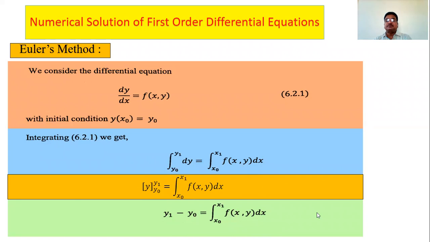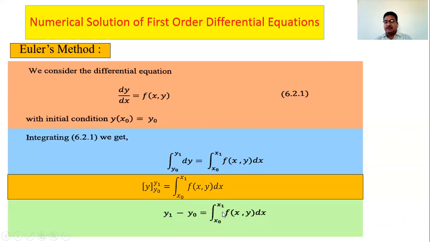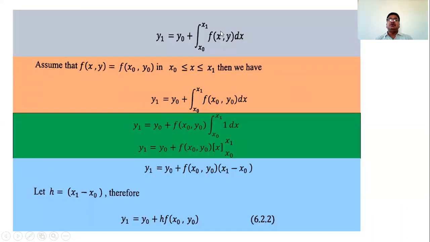Next step, shift this y0 to the right side. Therefore y1 is equal to y0 plus the integral from x0 to x1 of f(x,y) dx. And we assume this f(x,y) is equal to f(x0,y0), that is, f(x0,y0) is now a constant quantity in the interval x0 to x1, the first interval.